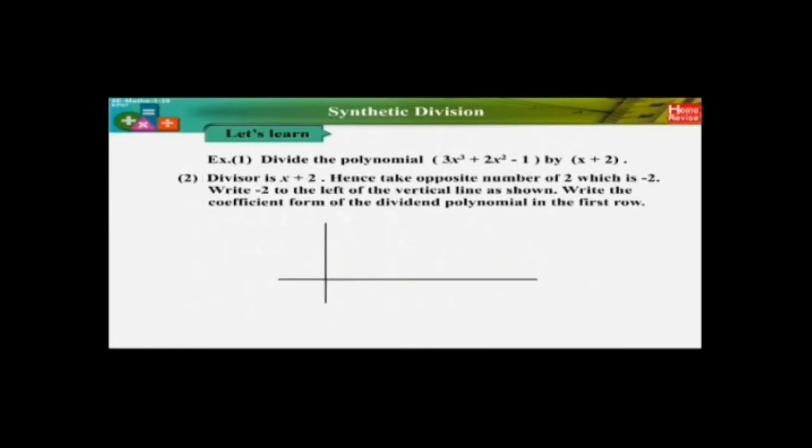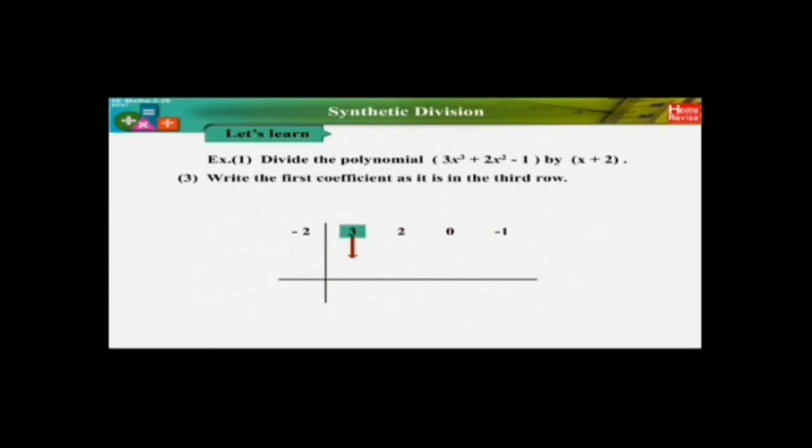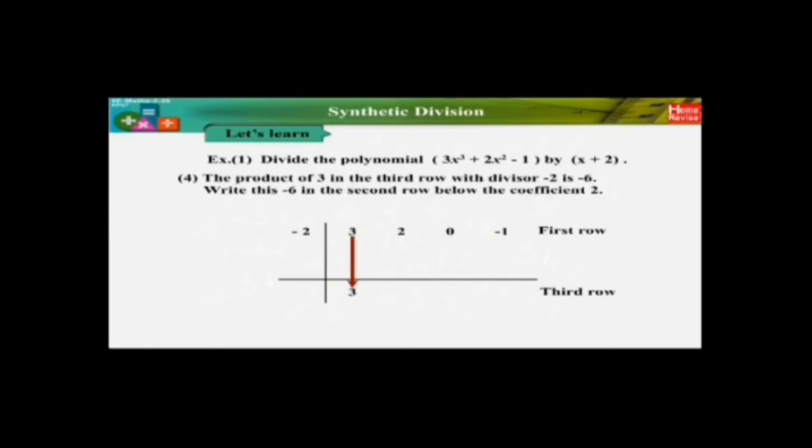Draw one horizontal and one vertical line as shown alongside. Divisor x plus 2, hence take the opposite number of 2, which is minus 2. Write minus 2 to the left of the vertical line as shown. Write the coefficient form of the dividend polynomial in the first row. Write the first coefficient as it is in the third row.